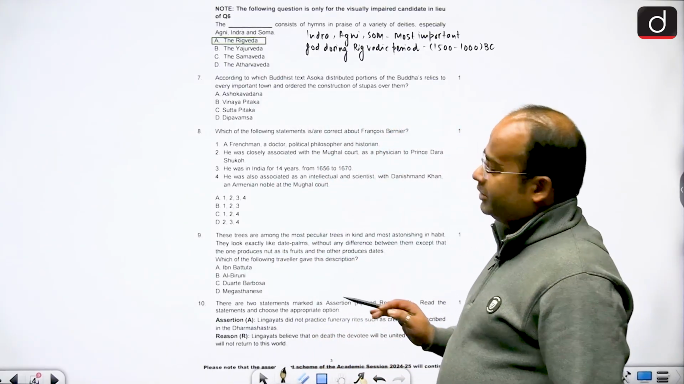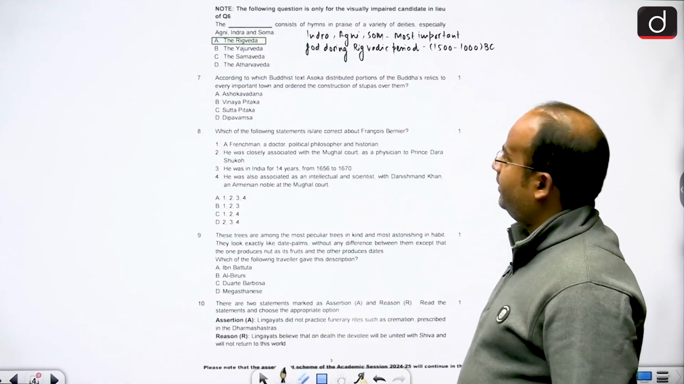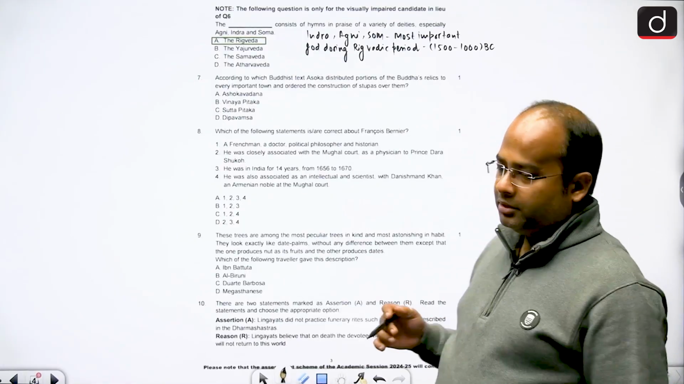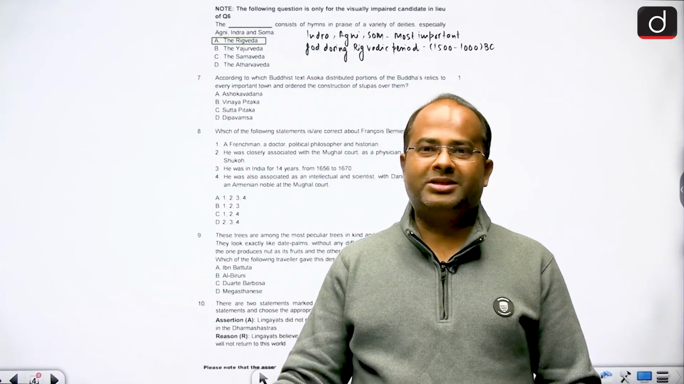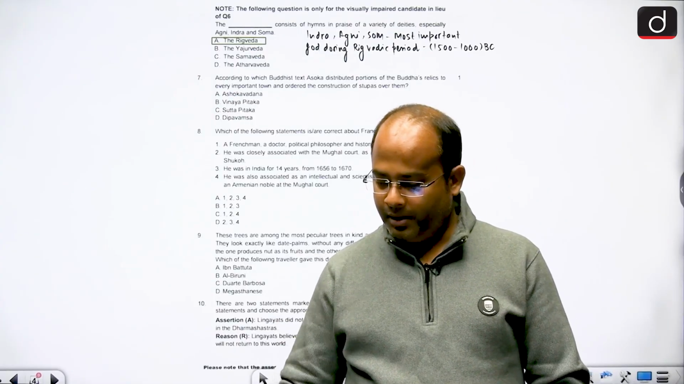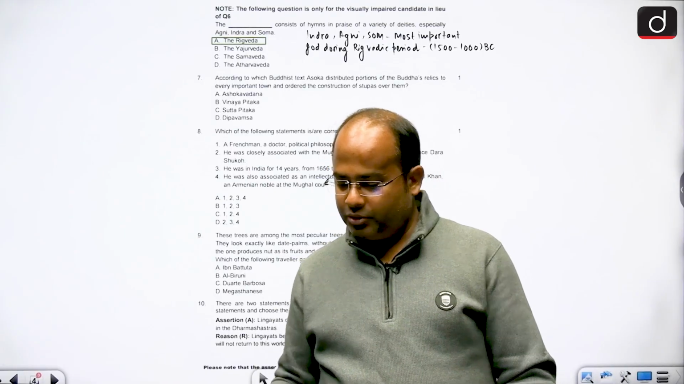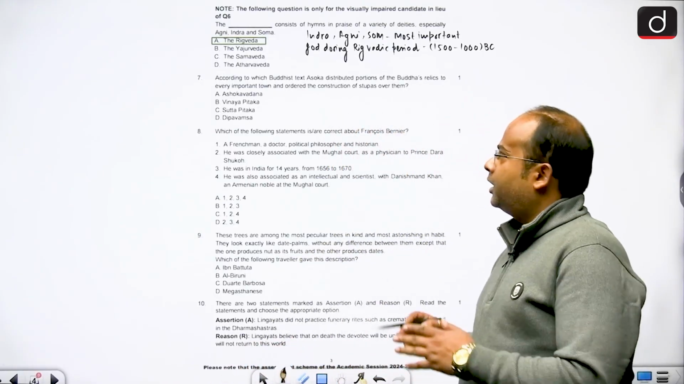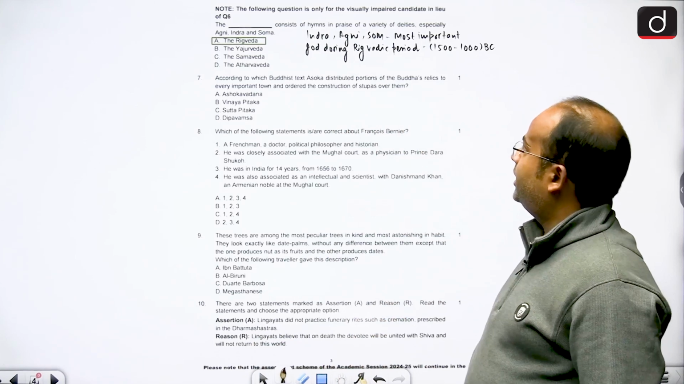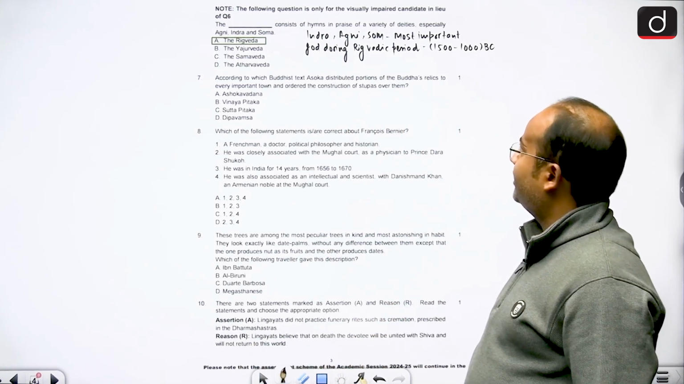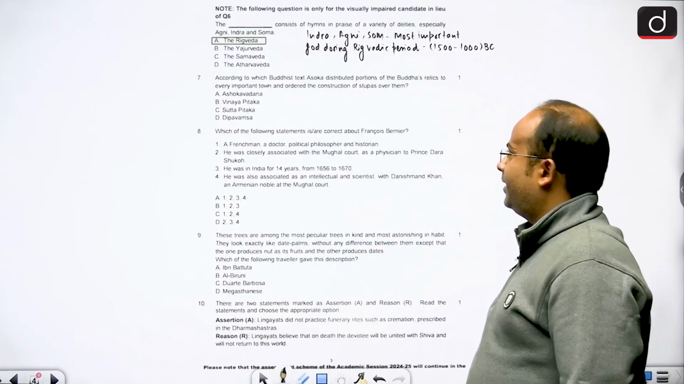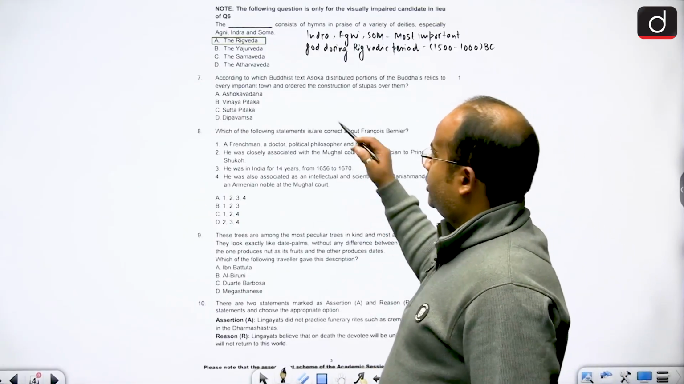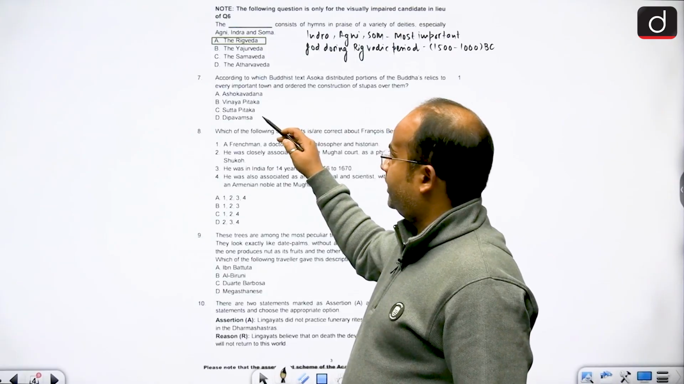Now come to the next question, that is question number 7. The previous question was for the visually impaired candidates who cannot see the photo. Now my dear friends, question number 7: according to which Buddhist text did Ashoka distribute the portion of Buddha relics to every important town and order construction of stupas over them? Ashokavadan, Vinay Pitak, Sut Pitak or Deepvansh.